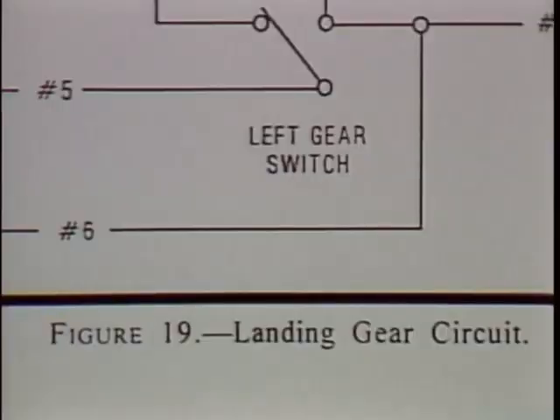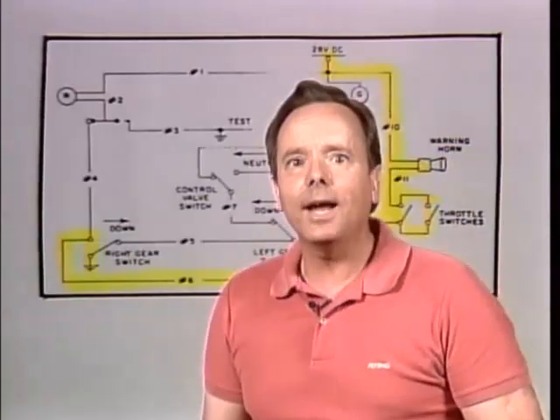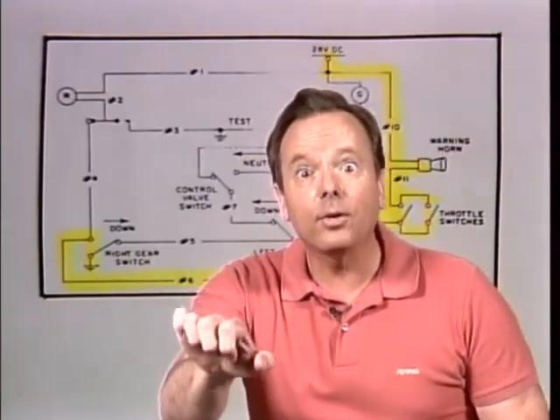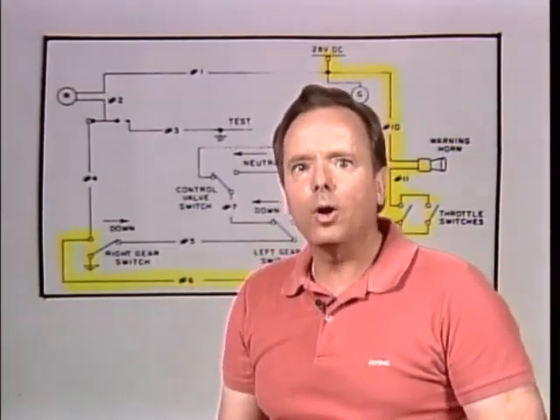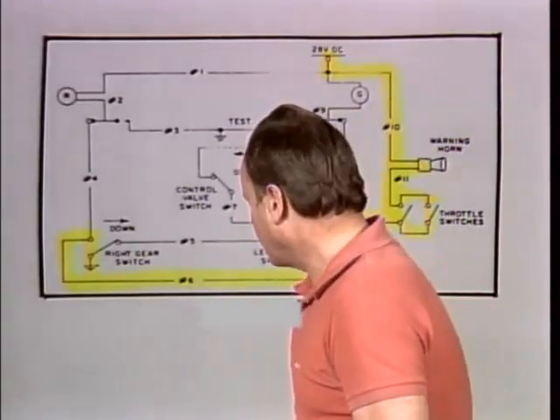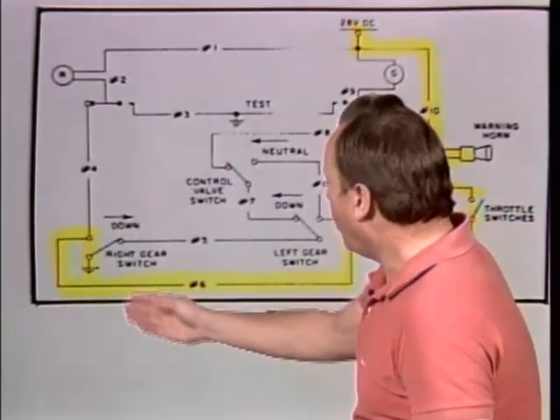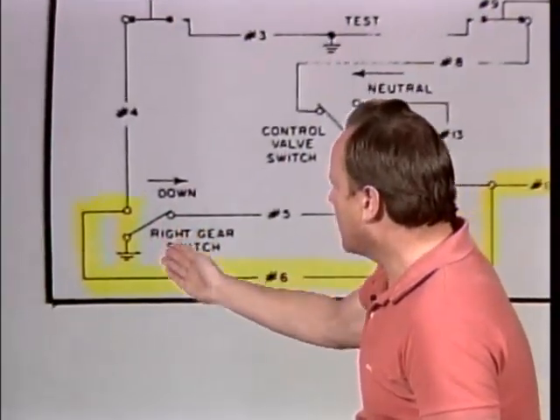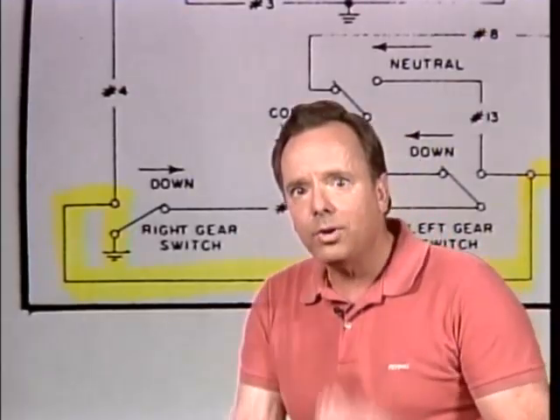Now, figure 19 is pretty complicated, so therefore the FAA loves to ask you questions about it. So they're going to ask you yet another question about figure 19. Now, here is the question. When the landing gears are up and the throttles are retarded, the warning horn will not sound if an open occurs in wire number 6. Now, the reason for that is only the right gear switch sounds a warning horn when both gears are up.